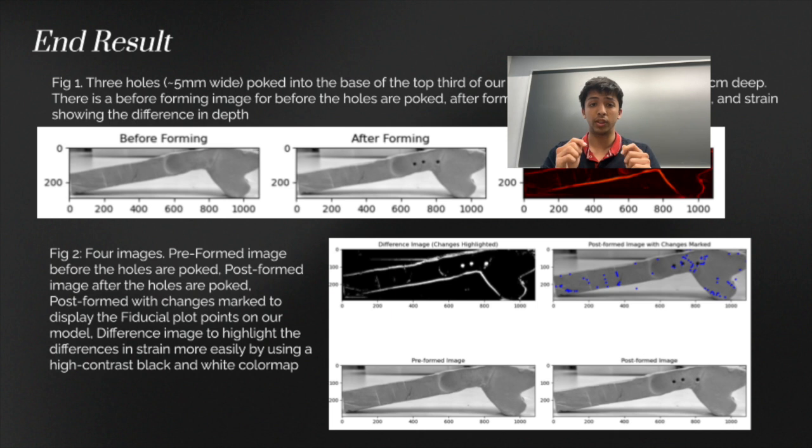For figure 1, what we did was we took a pencil at a certain amount of distance, we poked our model and created a strain. We have the before and after, and the strain difference that clearly shows the difference that actually happened.